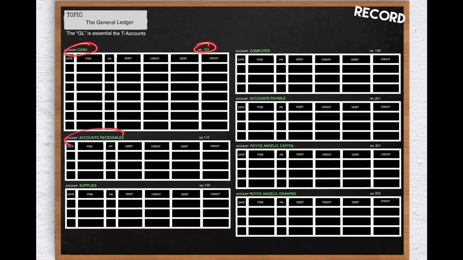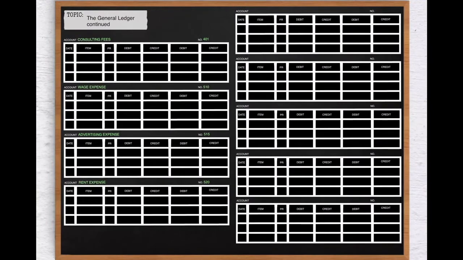All right, so cash, that's an account name, and you got your account numbers from the chart of accounts. And each account has their own table in the general ledger or the GL. I also have it here, and we're going to continue with Royce's consulting business as our example. See, I'm just circling the account names and the account numbers.